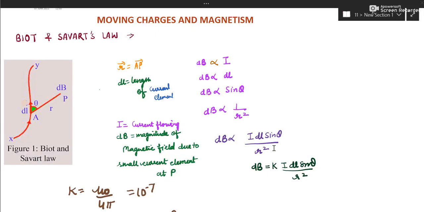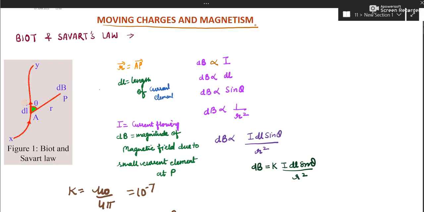Hello children, so this is chapter 4, moving charges and magnetism. In this we will be covering the topic of Biot-Savart's law and its applications. So this is the first topic, which is Biot-Savart's law. Now, what is Biot-Savart's law?